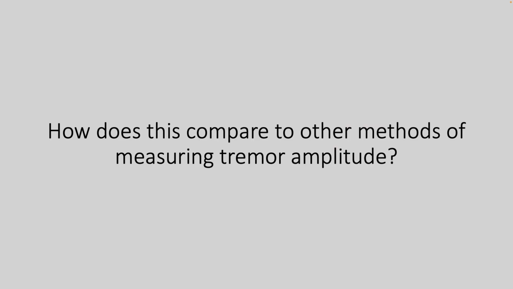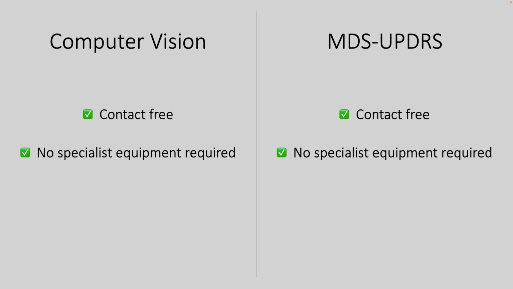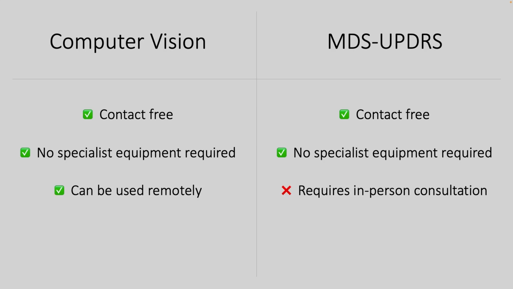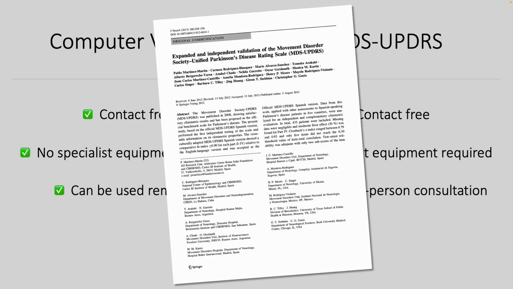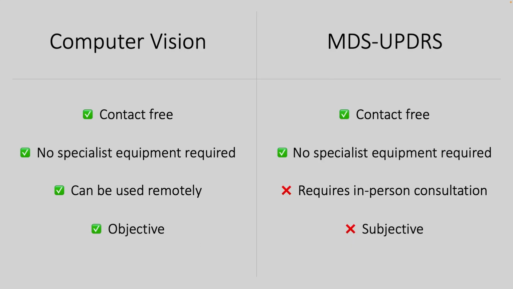How does my method compare to other ways of measuring tremor amplitude? I'll start by comparing it to the MDS UPDRS. Both methods are contact-free and don't require specialist equipment. However, my computer vision method has the potential to be used remotely, whereas the UPDRS requires an in-person consultation, as evidenced in a paper which considers its practicality for remote consultations. In addition to this, my method gives an objective result, whereas the UPDRS is based upon subjective observation of tremor.